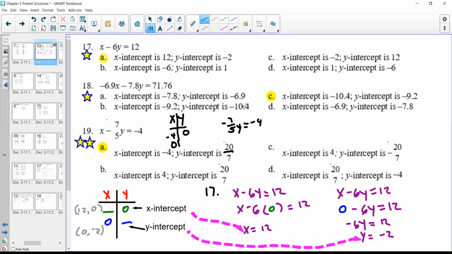Any questions on either of these, 17, 18, or 19? Okay, number 16.